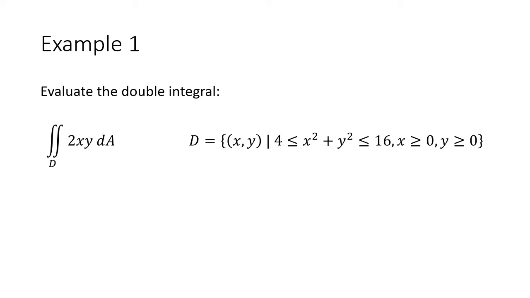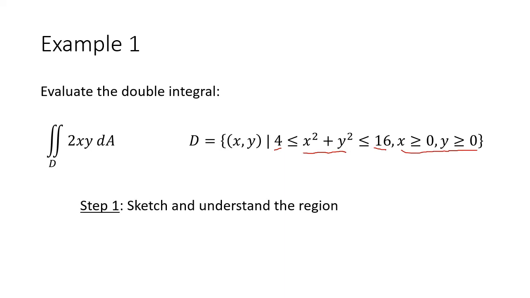Let's say I want to evaluate this double integral over the region D of 2xy dA, a pretty standard double integral, except our region D is given by the expression x squared plus y squared being bounded between 4 and 16. And then we also have x is greater than or equal to 0 and y is greater than or equal to 0. No matter what, the first step is always going to be to sketch and understand the region we're trying to integrate over.